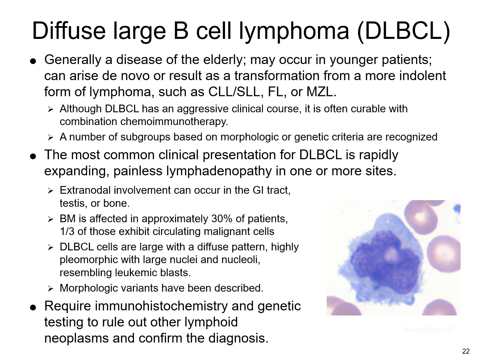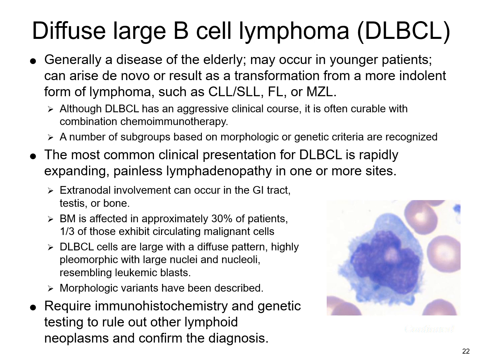Now, the most common clinical presentation is going to be a rapidly expanding painless lymphadenopathy in one or more sites, where you can see extranodal involvement within the GI tract, testes, or the bone. Of course, clinical symptoms are going to depend on the area of involvement. Bone marrow is affected in about 30% of the patients, and a third of those will actually exhibit circulating malignant cells, which can appear as a highly pleomorphic cell with a very large nucleus and nucleoli, and it can actually resemble a leukemic blast type cell.